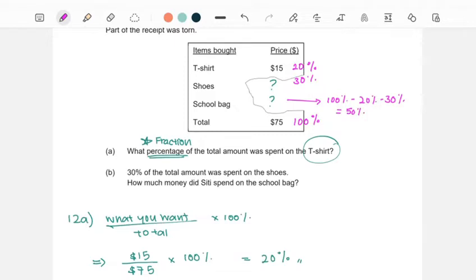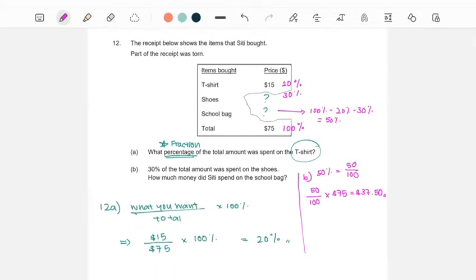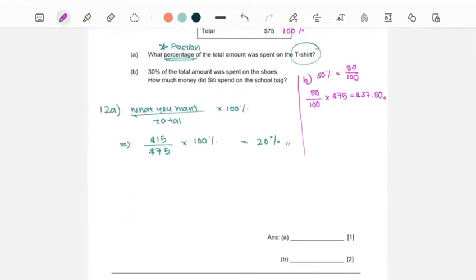Okay, so 50% is what she has spent on shoe bag, and we can just simply find the amount of money by doing 50%, which is 50 over 100 times $75, because she has spent 50% of the $75 on her shoe bag. And this will give you $37.50. That's the answer. So this question is pretty okay, and that would secure you 3 marks in the exam. And this is a paper 2 question.